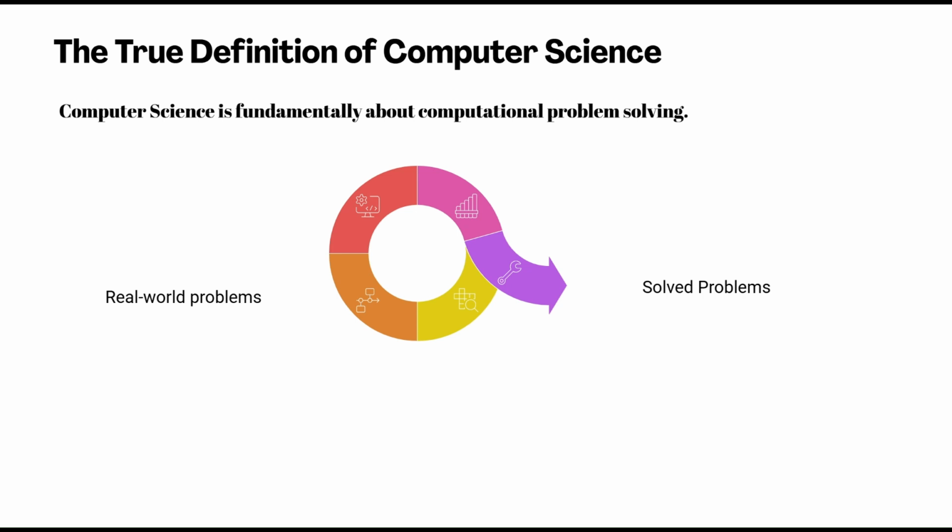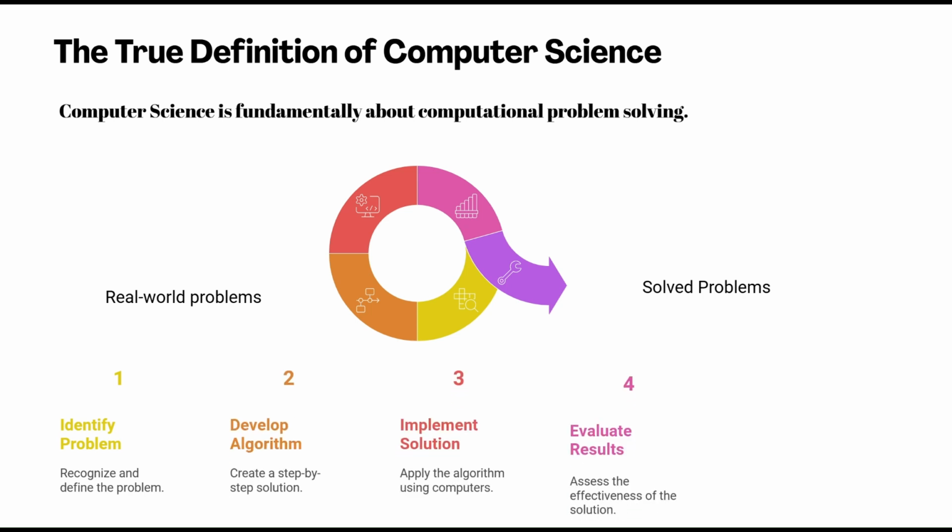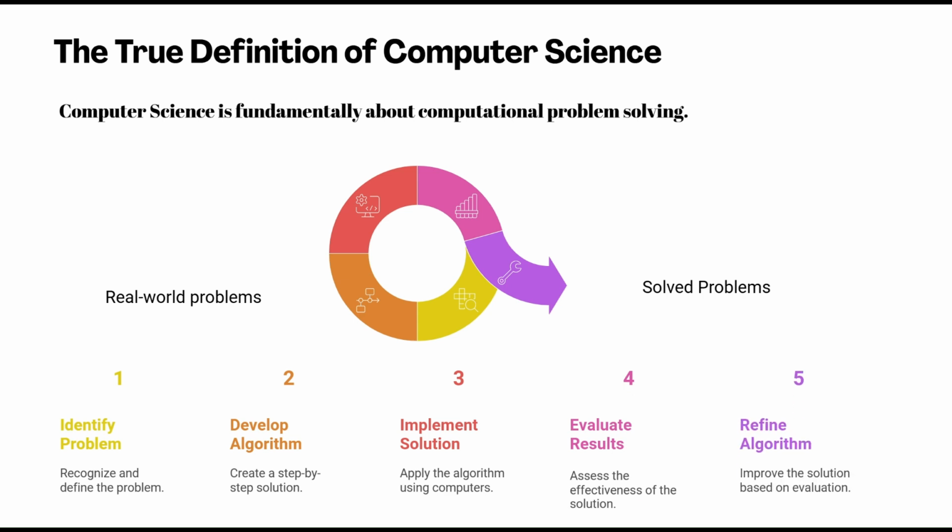This includes a five-step repetitive process to turn a real world problem into a solved problem. The first step is understanding the problem, then developing the algorithm, implementing the solution, evaluating the results, and finally redefining the algorithm. This is an iterative process.